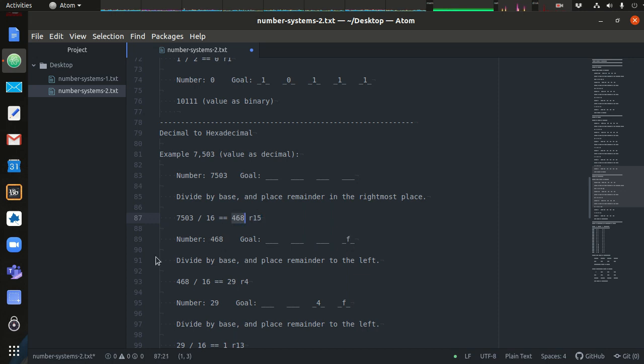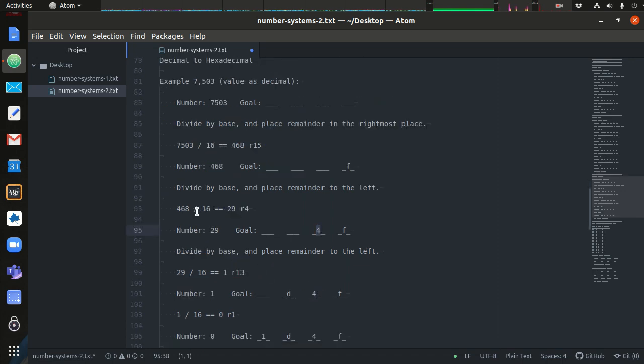Pull that number down. Divide by the base and place the remainder to the left. All right, so 468 divided by 16. Get your calculator out. That's 29, and then a remainder of 4. The 4 comes down here, right? And so we're left with 29. 29 is our new number. Divide by the base and place the remainder to the left.